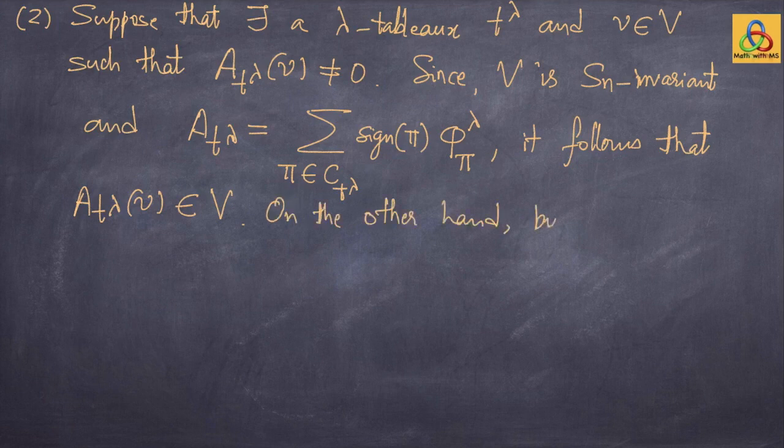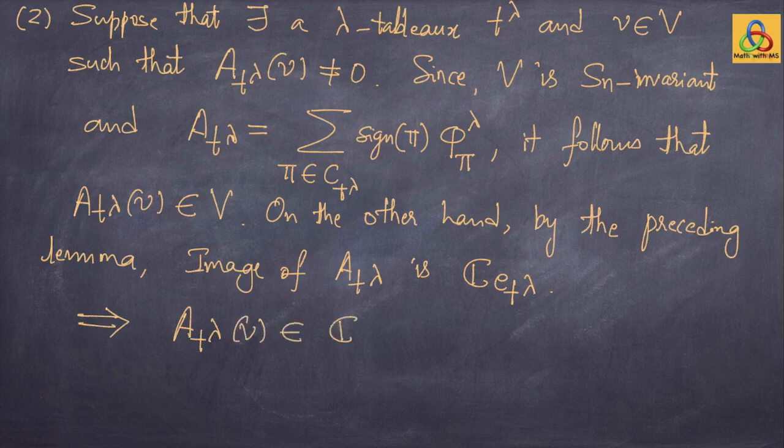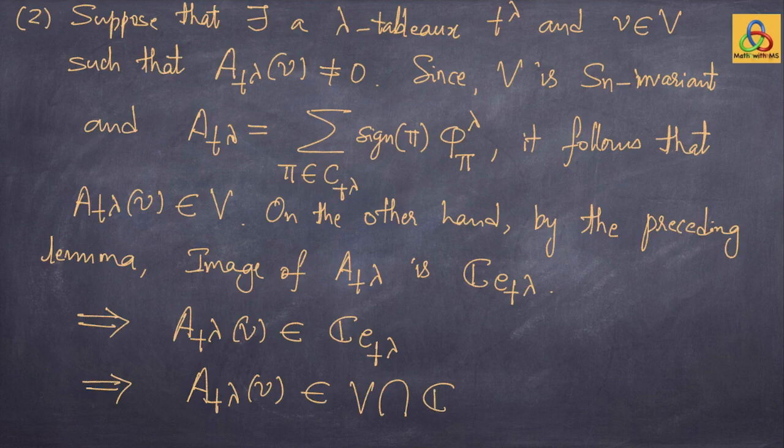On the other hand, by the preceding lemma, the image of the operator A T lambda for any lambda tableau T lambda is this one-dimensional vector space C of E T lambda, where T lambda is a lambda tableau. This implies that A T lambda of the vector V belongs to C of this polytabloid E T lambda, and which further implies that A T lambda of this vector V therefore belongs to V intersection with this one-dimensional vector space spanned by the polytabloid E T lambda, which is of course here non-zero by our assumption.